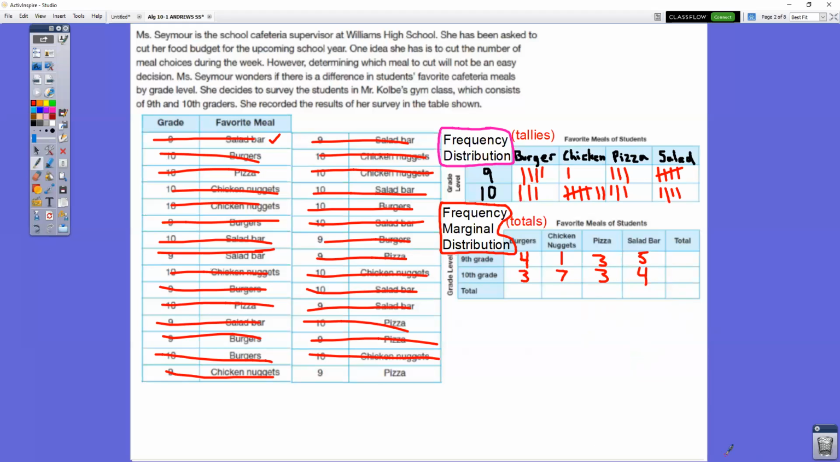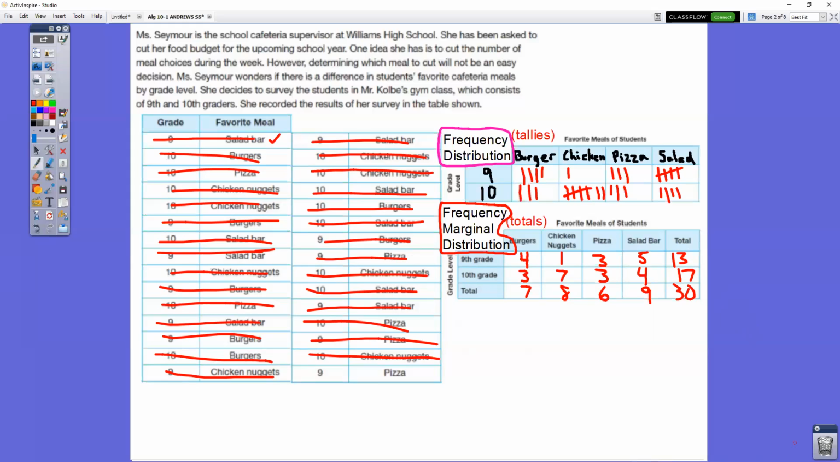We want to now add up to get our totals. We want to add going down and add going across. So adding going down, we have 7, 8, 6, and 9. Adding going across, we have 13, 17, and 30. So those were your totals.